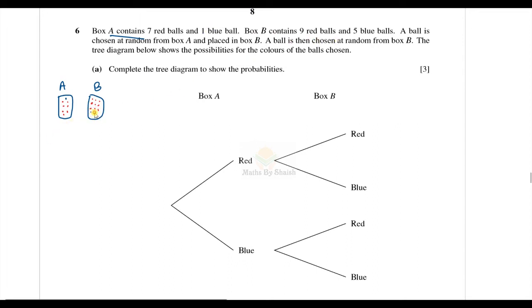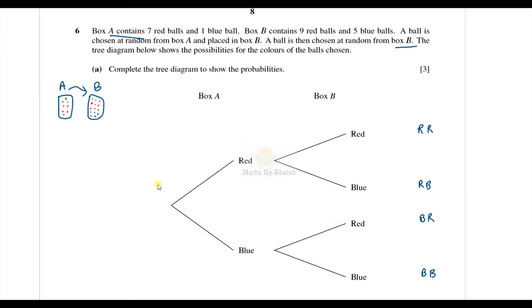So 1, 2, 3, 4, 5. Now let's understand the question. A ball is chosen at random from box A and placed in B. A ball is then chosen at random from box B. The tree diagram below shows the possibilities for the colors of ball chosen, and we can write it here. We can see it is going to be red red at the last, here red blue, here blue red, and here blue blue.